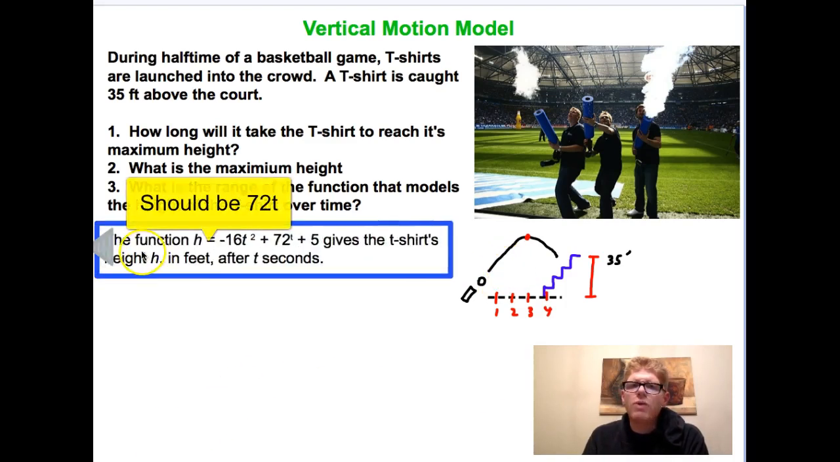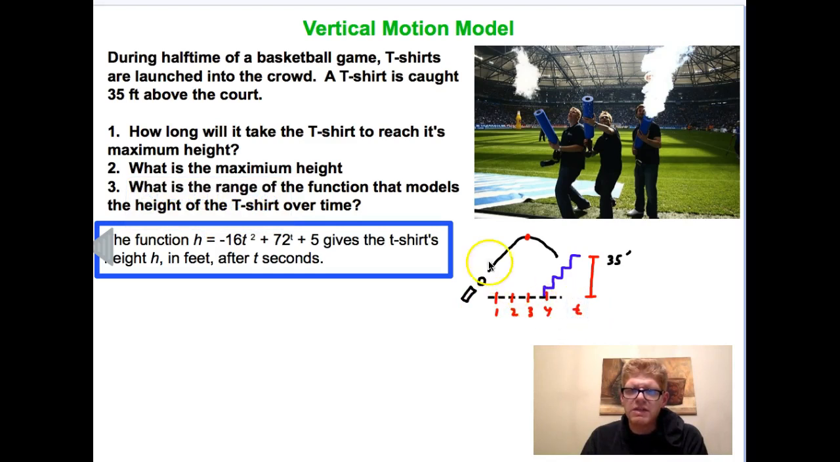We are given an equation. The function h is equal to negative 16t squared plus 72t plus 5 gives the t-shirt's height h in feet after t seconds. So you can think about this axis right here, this x-axis being t, and the y-axis here, we can think about that as being h, or the height. Now, you can imagine that the axis of symmetry of this parabola, the point at which we find its middle point, is going to be the time at which the t-shirt makes its highest point, at which it reaches its vertex.